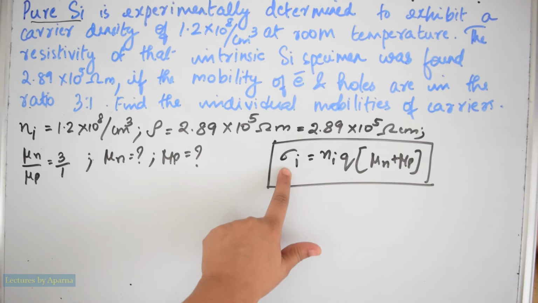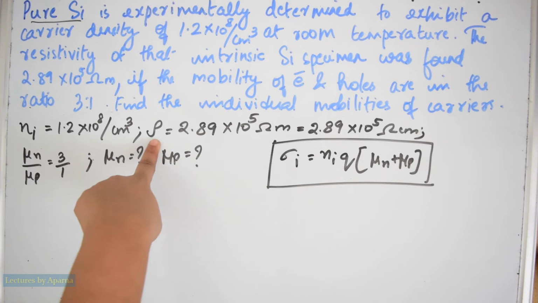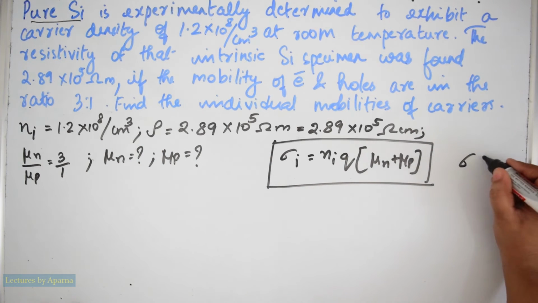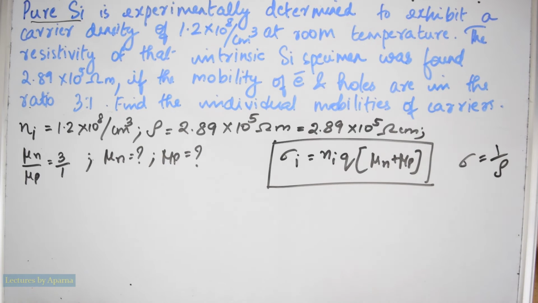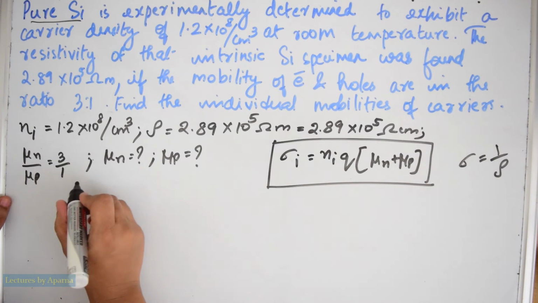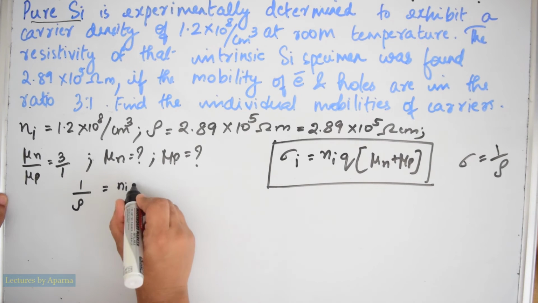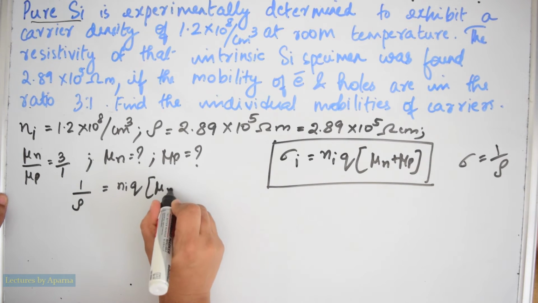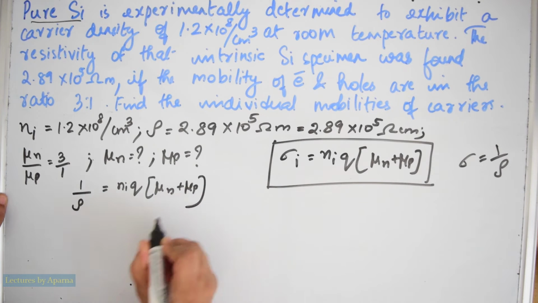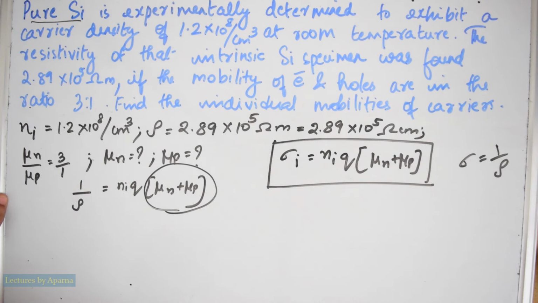But we are not having this value here. We are having resistivity here. Sigma is equal to 1 by resistivity. Therefore, I am substituting the value of resistivity here, which will be 1 by rho is equal to Niq into (mu n plus mu p). My aim is to find mu n plus mu p.